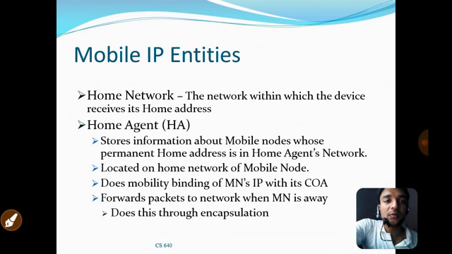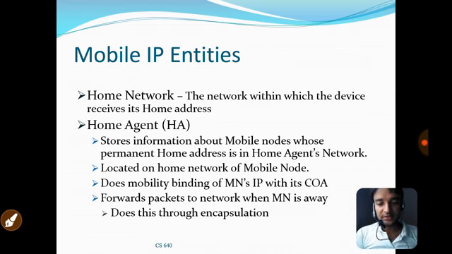It is located on the home network of the mobile device. It does mobility binding of the mobile node's IP with its COA and forwards packets to the network when the MN is away, and does this through encapsulation. So see what happens. Now I will tell you the whole concept. What is happening actually is that when we go to the foreign agent, that foreign agent gives you a COA, care of address, and that care of address is sent to your home network.